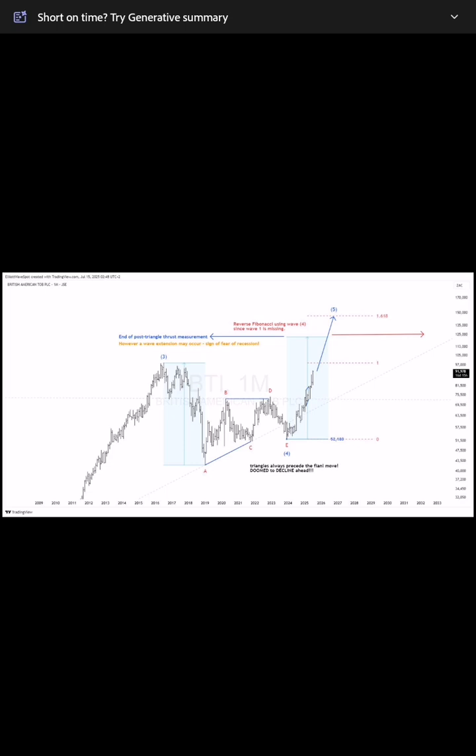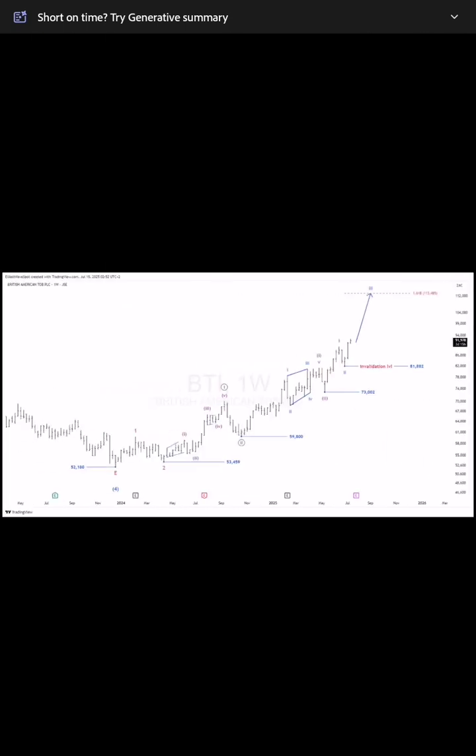And then right here, we measured the greatest width possible within this triangle, and that is what we call our post-triangle thrust. So given that, this stock is pushing higher for the final time, which is wave 5, on a longer time frame. You might even see an extension beyond that 1.618, because again, extensions are normally a sign of fear of a recession. So this was basically the internal wave count.